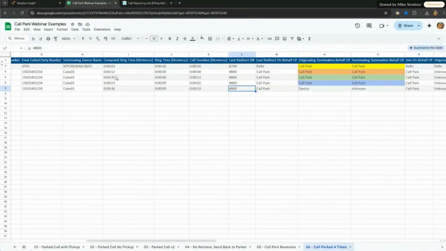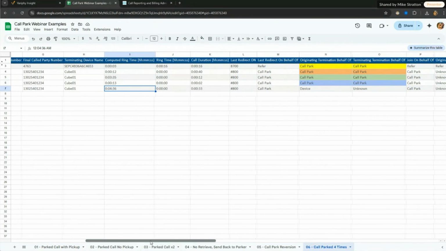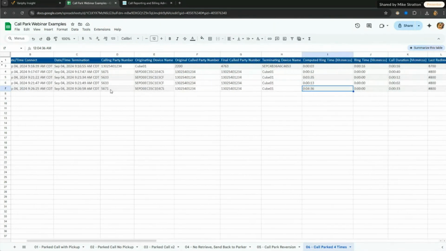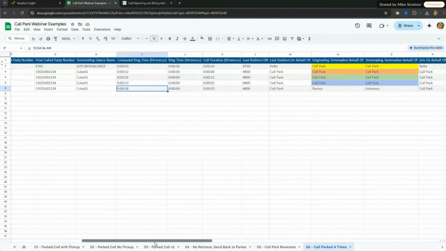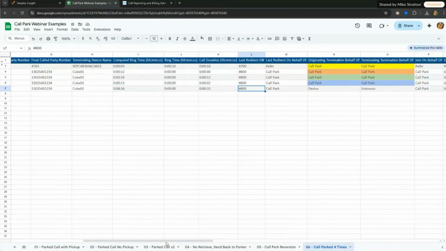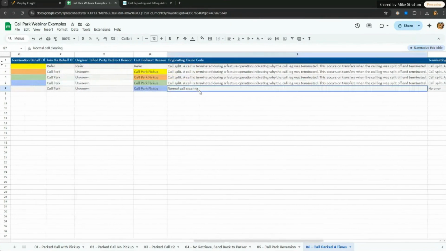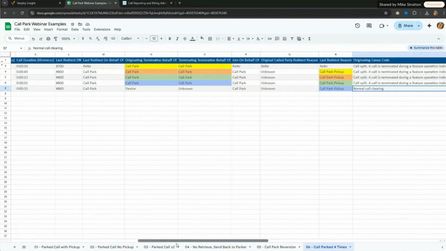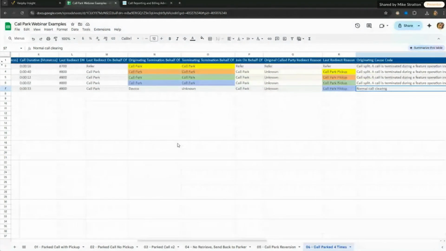3 minutes, 13 seconds, 4 minutes and 36 seconds. And then the final leg, 5671 dialed 800 here, and then the call terminates. So when digging through park call data, it's super interesting to see.